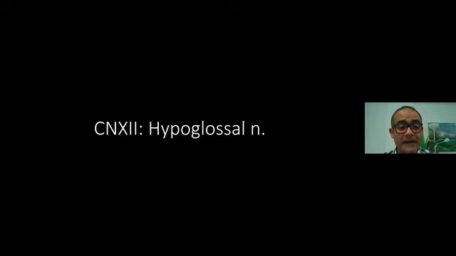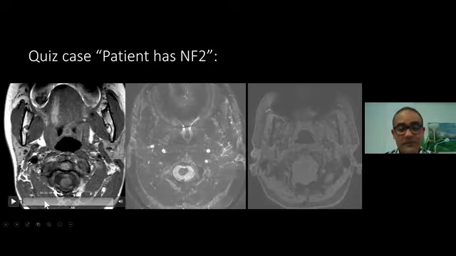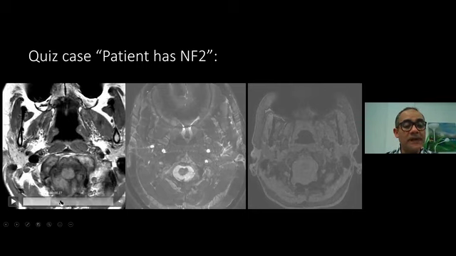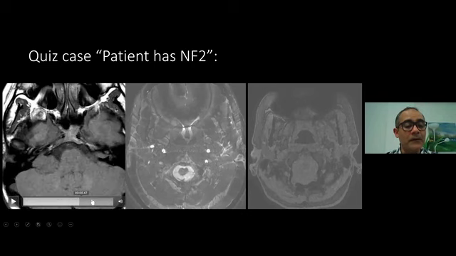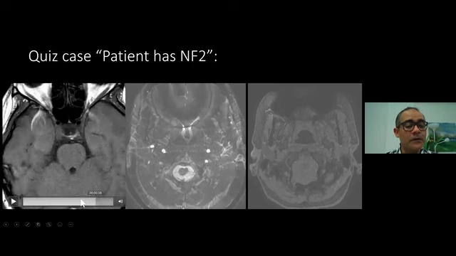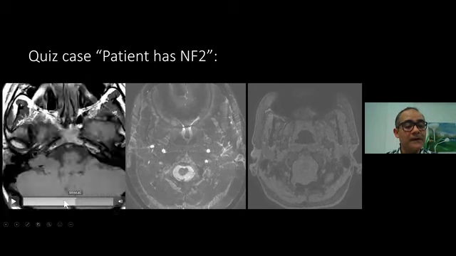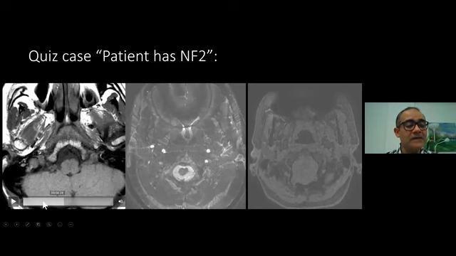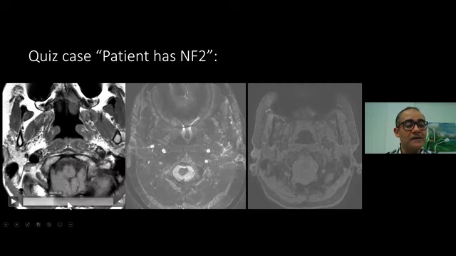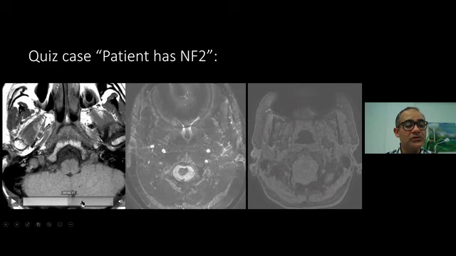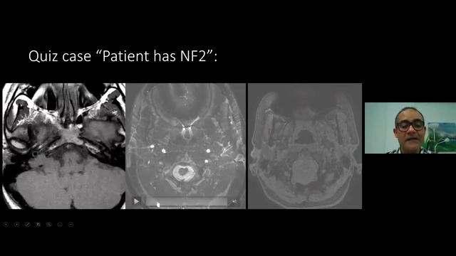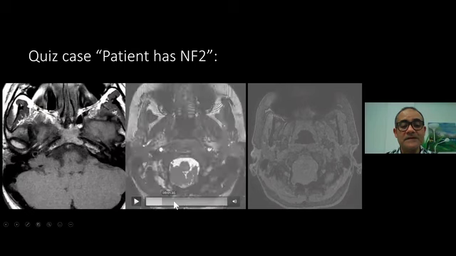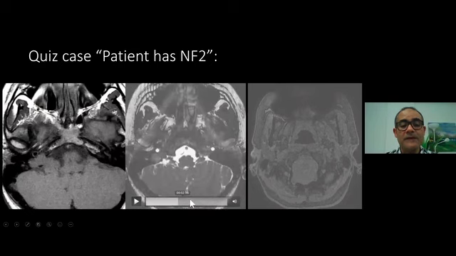Now, the last one, the last nerve, number 12. Before time, we'll make it on time. So I'm showing you this patient. This patient has neurofibromatosis 2, and you're seeing now the axial T1 pre-contrast. And you have many lesions. I think you can see there are many chunky masses, and you have here the CISS sequence, high resolution sequence.